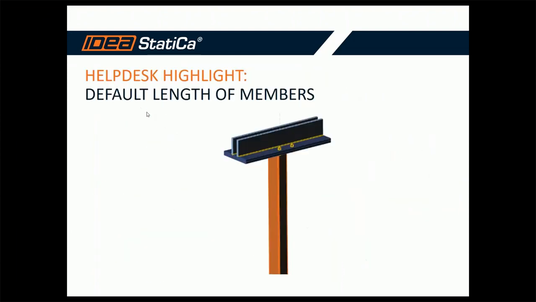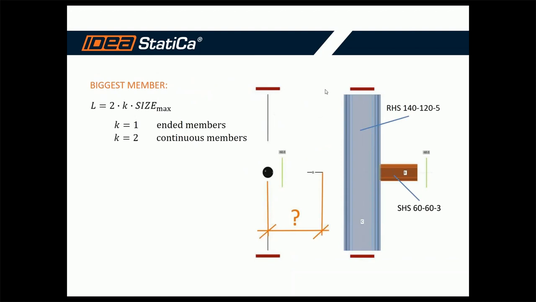So now we'll have a short look at the default length of member in IDEA StatiCa. Sometimes people ask us, what does it mean if they see that the length of member is 0? Obviously it's not 0 in the model. So the 0 corresponds to some default length of member. And now I will show you how we calculate the default length.